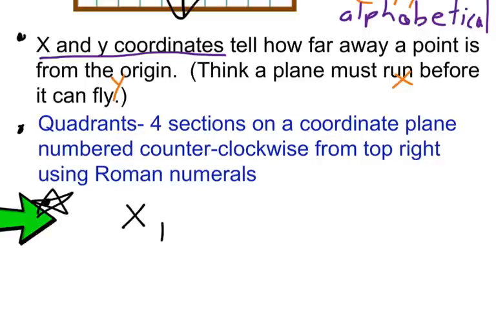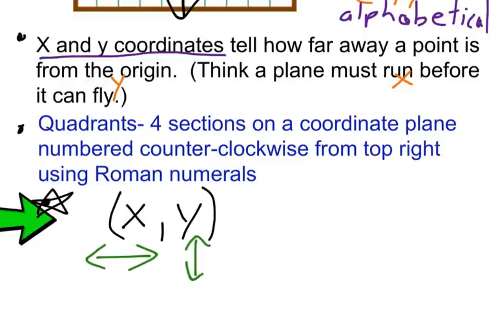If you just put x comma y in parentheses, and then below the x put a horizontal line, and then below the y put a vertical line, and then I'm going to write the sign next to each one. So the right side of my arrow gets a plus, the left side gets a minus. The top of my y gets a plus, the bottom gets a minus. And this is telling how far from the origin each coordinate is. And I'm going to show you how to use that.